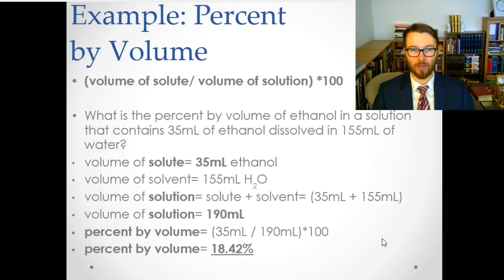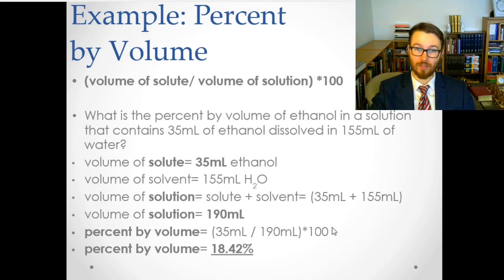So here's an example problem. What is the percent by volume of ethanol in a solution that contains 35 milliliters of ethanol dissolved in 115 milliliters of water? Well, we're going to have to find the volume of solute, the volume of solution, and divide them, and then multiply that by 100.